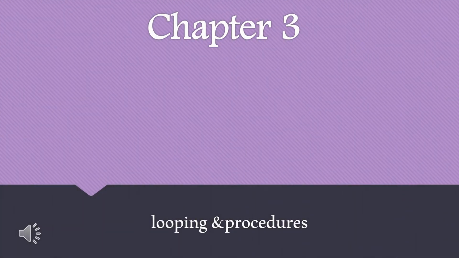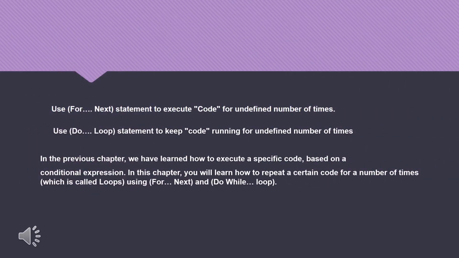We learn chapter 3 that talks about looping and procedures. There are two statements for looping: use the For Next statement to execute code for a defined number of times. Use the Do Loop statement to keep code running for an undefined number of times.